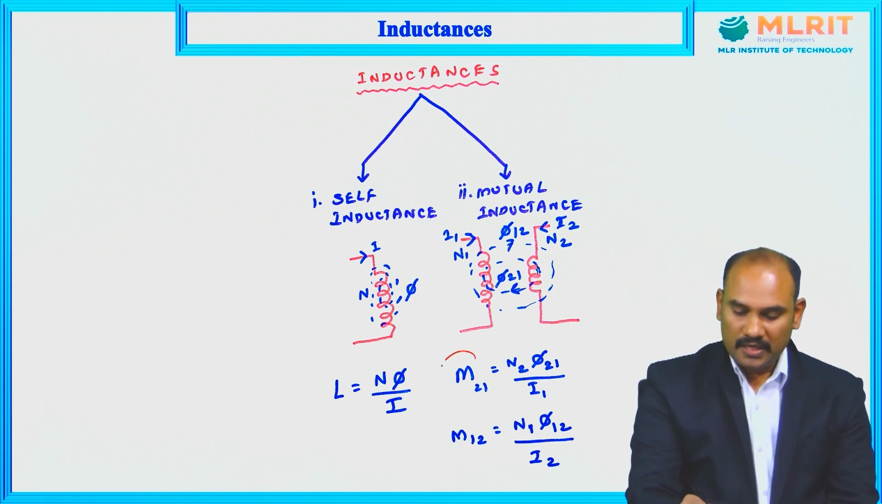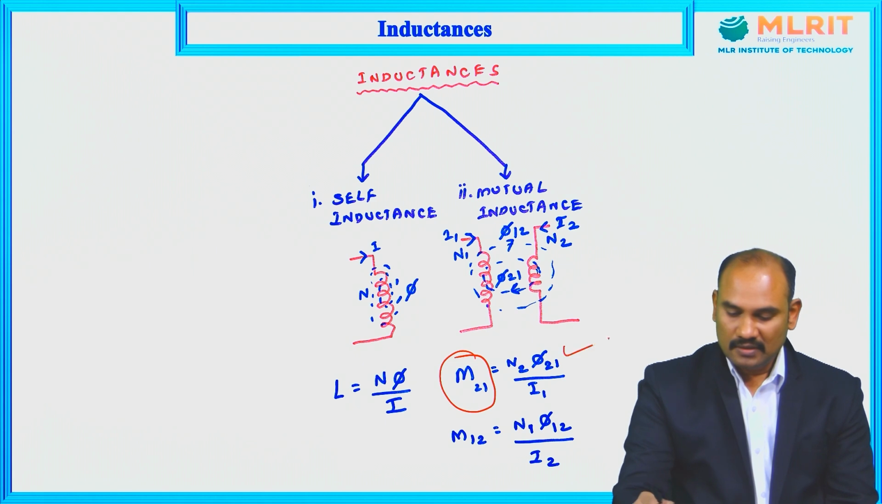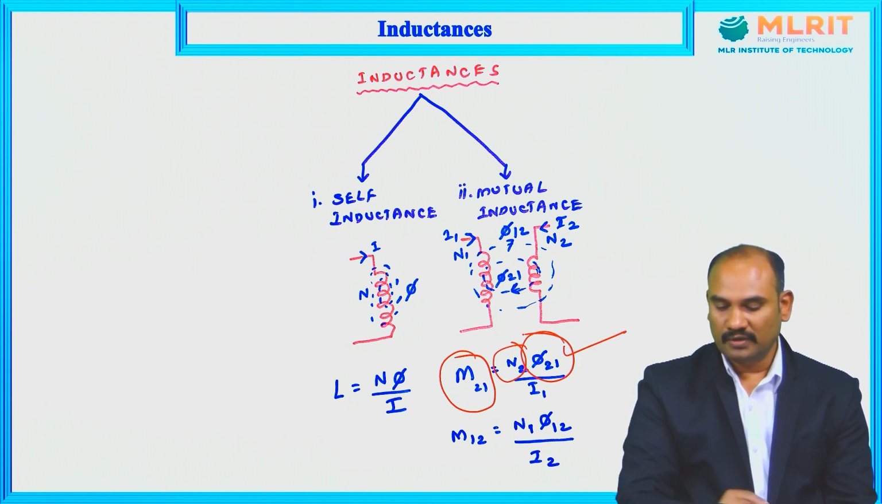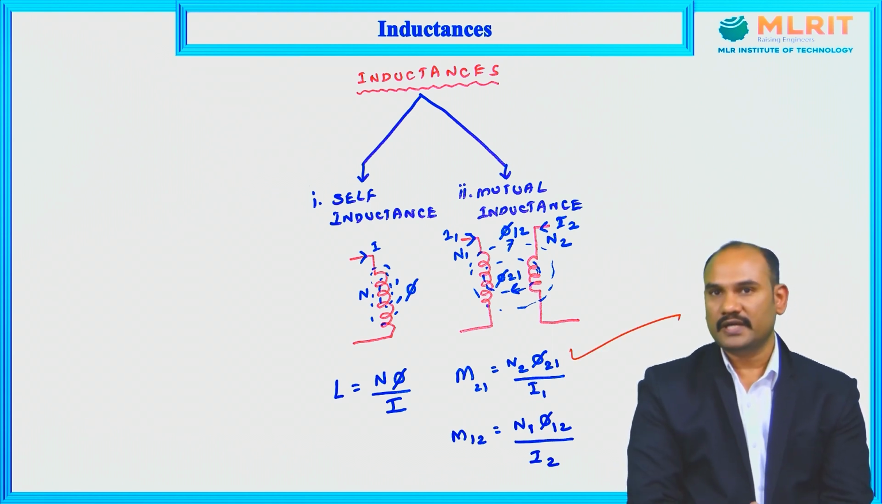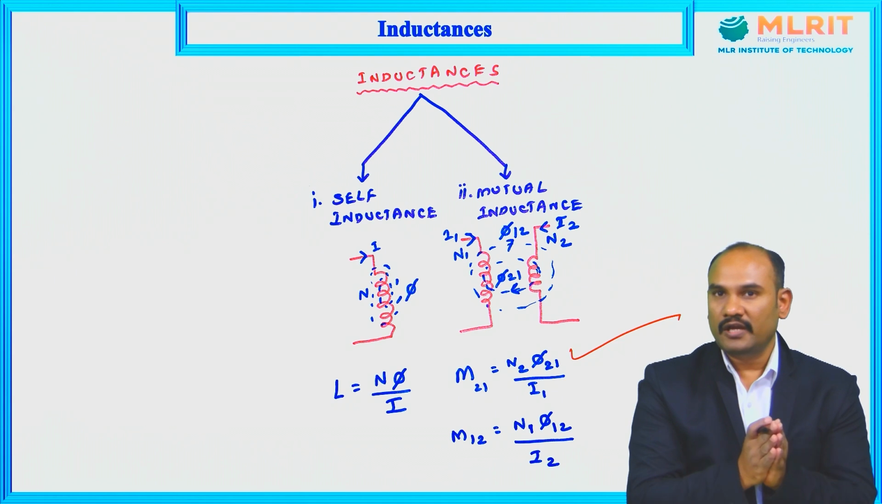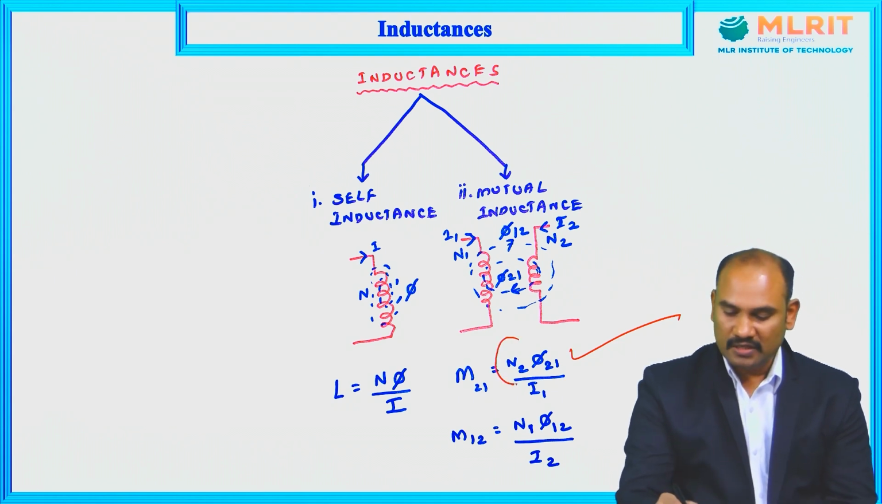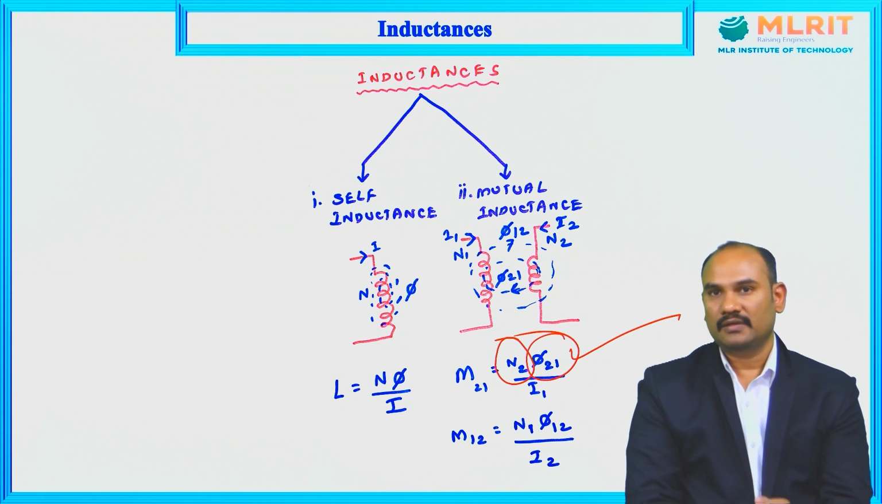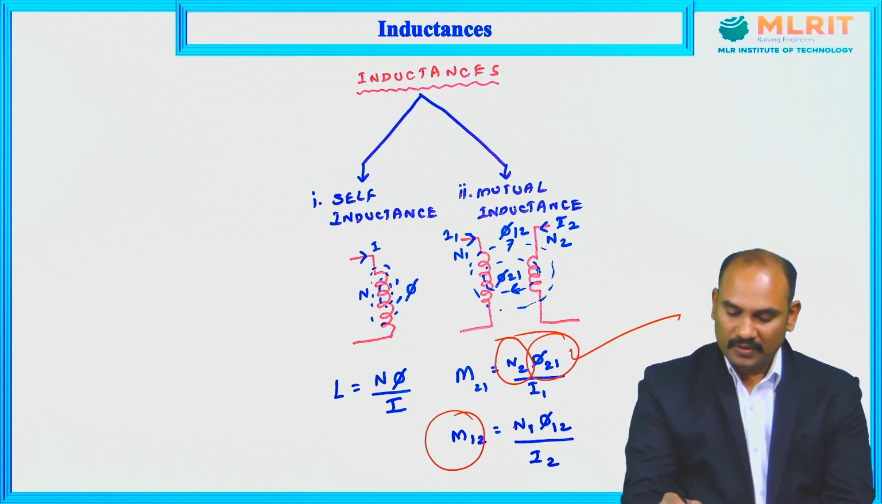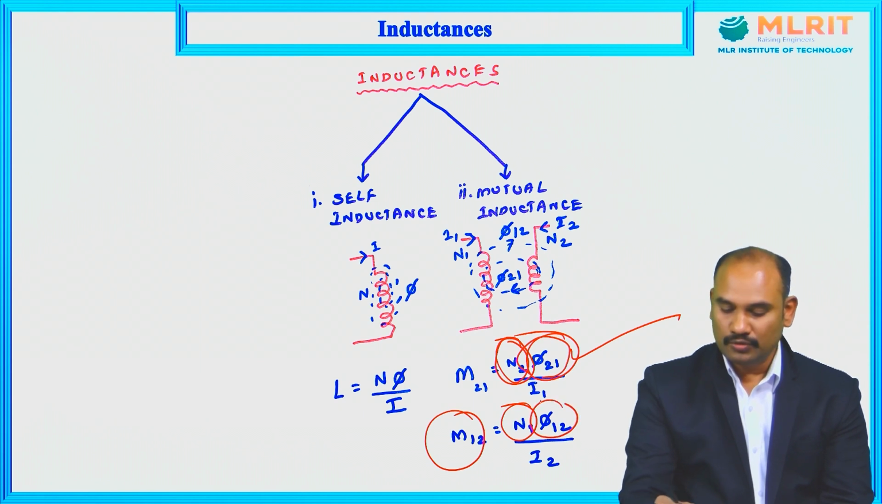Now, M21 is N2 multiplied by phi 21. What does it mean? The total flux linking to the second coil. Numerator has the total flux linking to the second coil. How much flux linking to the second coil? Depends on the number of turns of the second coil, N2, and phi 21, flux linking to the second coil due to the first coil. Next, M12. In place of N2, you have N1. In place of phi 21, you have phi 12.